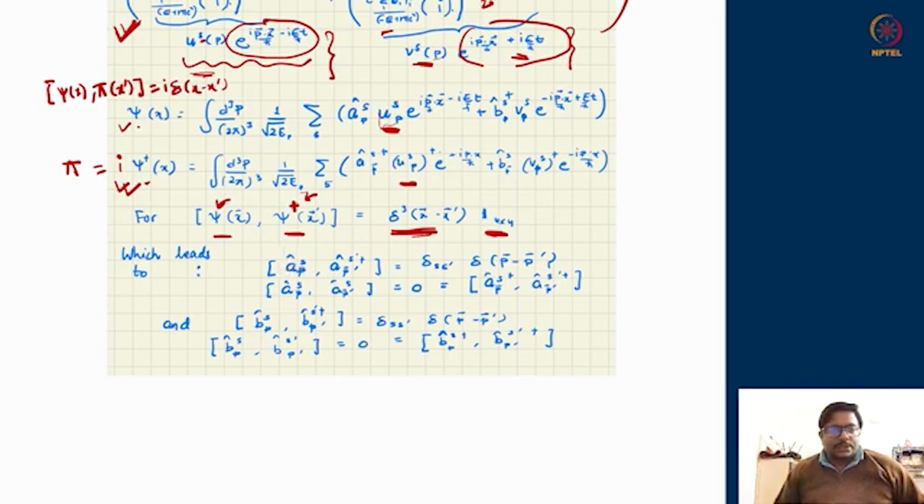Okay, so this will be ensured. If I write my psi like this, and if I write my psi dagger like this, and I demand that psi and psi dagger should give a delta function, and use the fact that d3p e to the power ip dot (x minus x prime) should be a delta function, it should be 2 pi cube times delta 3 of x minus x prime.